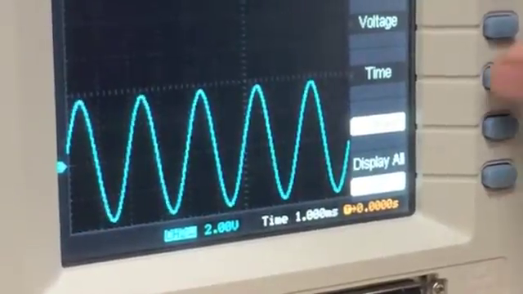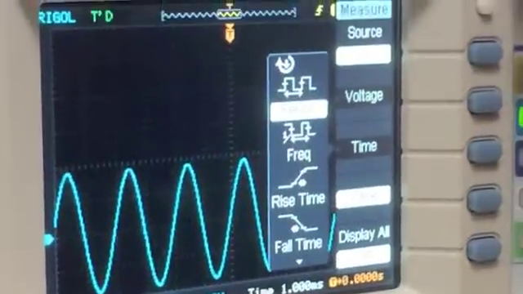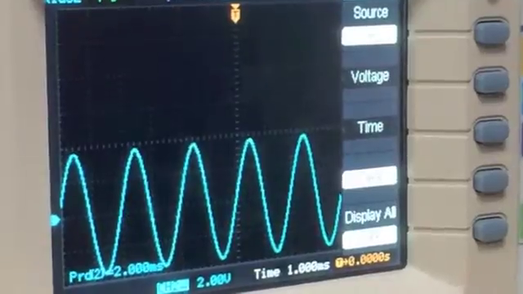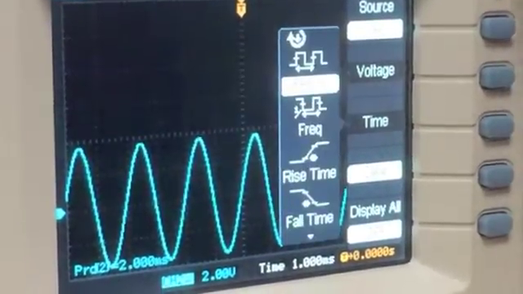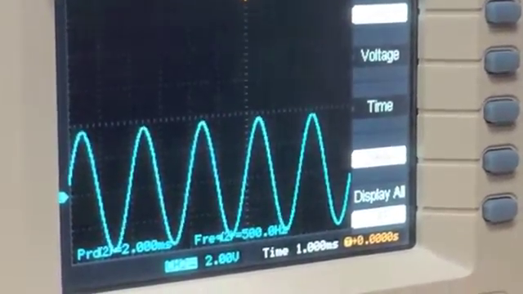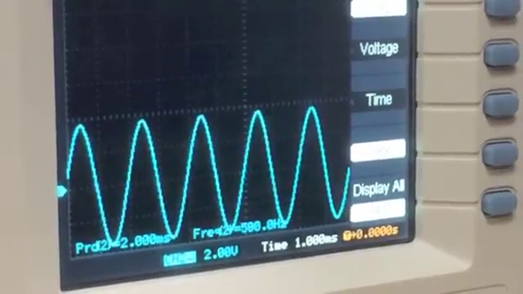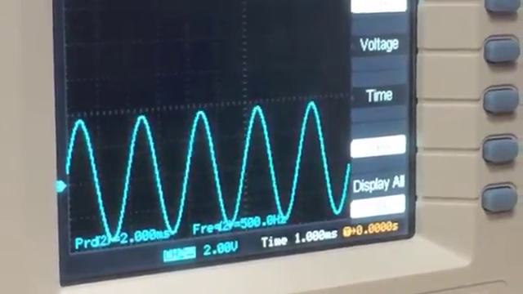Next, we are going to measure the time, both the period as well as the frequency. And you should see something familiar, 2.000 milliseconds, and the frequency of 500 hertz, which is correct.